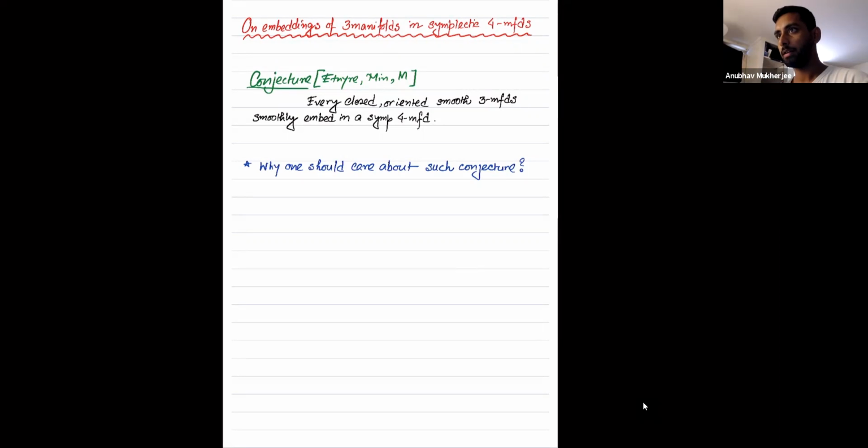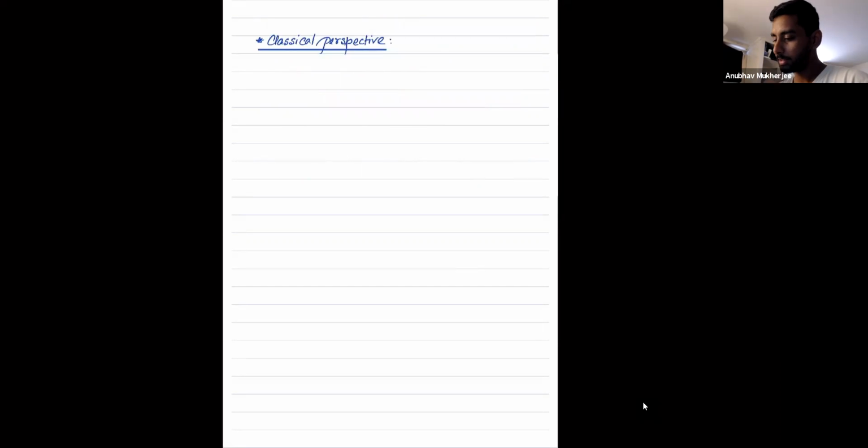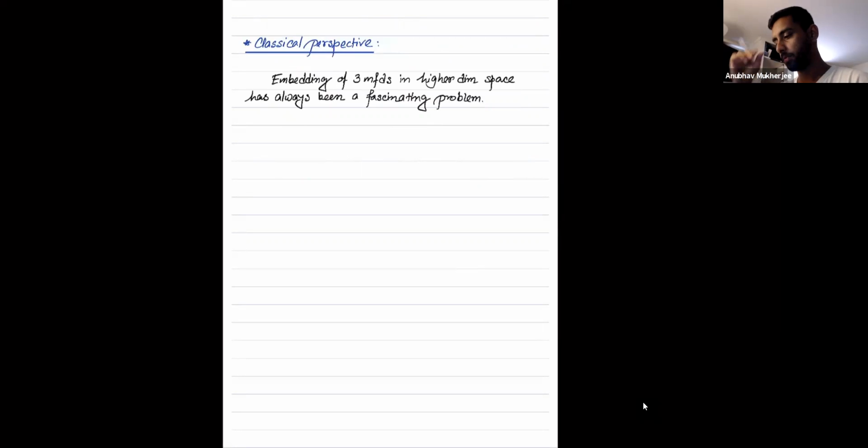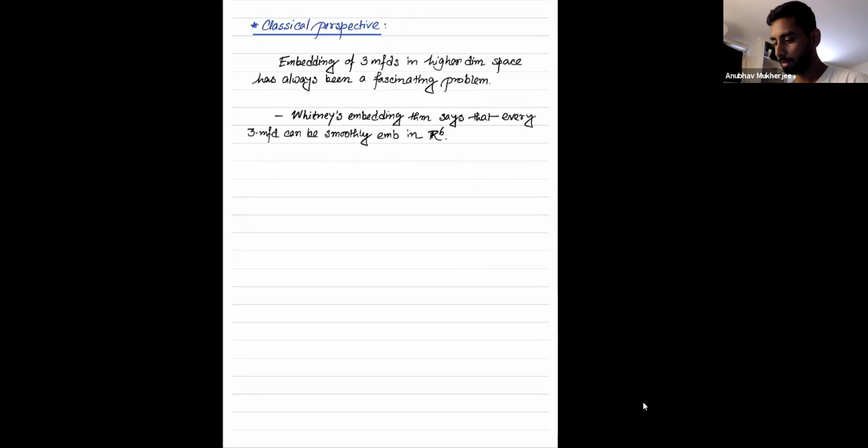First of all, I will give some motivation. One is the classical motivation for why this is interesting, and the other is from the modern mathematical perspective, on why one should care about such a conjecture. The classical perspective is the following. Embedding of 3 manifolds in higher dimensional space has always been a fascinating problem.